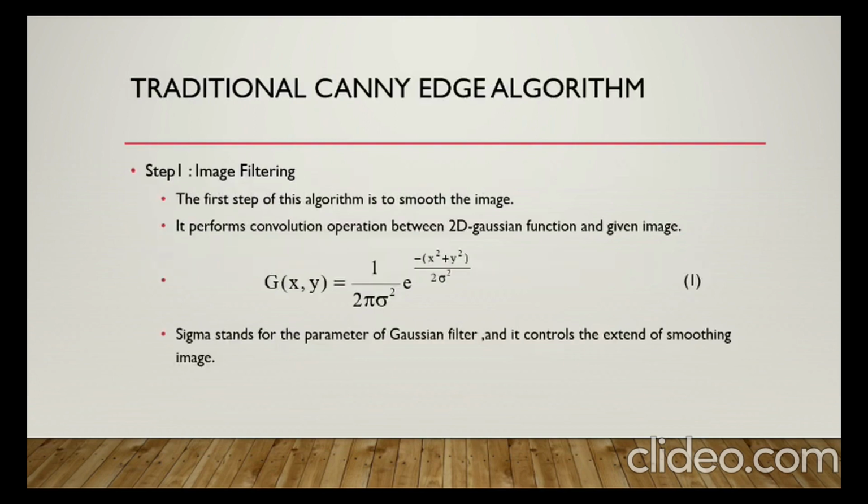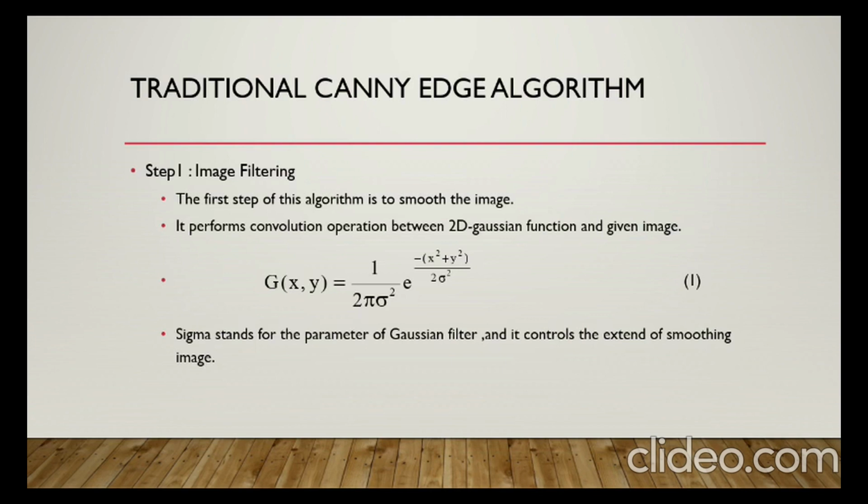Firstly, I am going to discuss the traditional Canny edge algorithm, and after that we are going to learn and deeply discuss the improved Canny edge detection algorithm. There are four steps in the traditional Canny edge algorithm. The first one is image filtering.